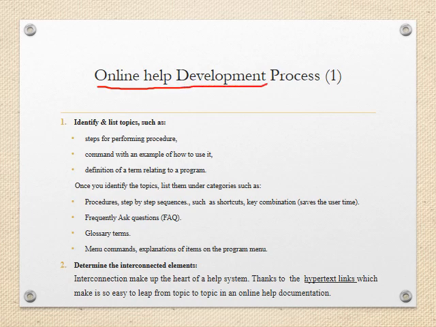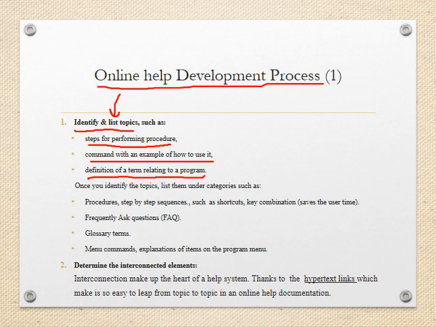Online help development process. What do we mean by online help? Online help is a document that is delivered as software using HTML or any other language or PDF. The development process for the online help goes through 4 stages. First, identify and list the topics. When we say list topics, we mean such as steps for performing a procedure, a command with an example of how to use it, a definition of a term relating to a program.